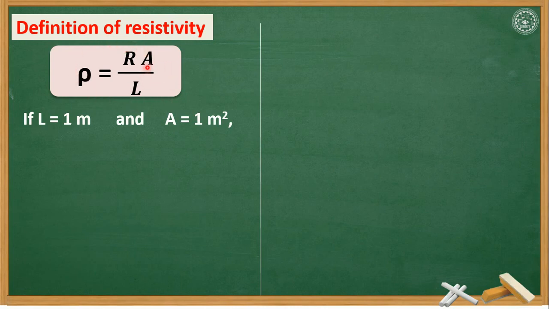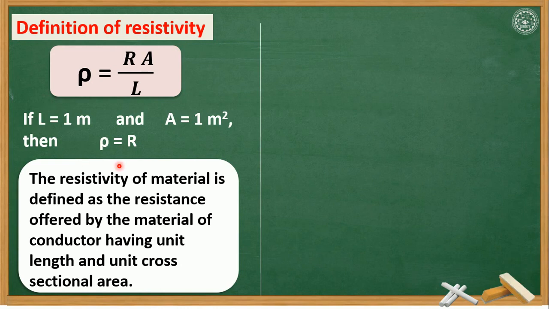If the value of A is 1 meter square and value of L is 1 meter, then this equation will turn into rho is equal to R. Correct? So with the help of this information, let us define what is resistivity.